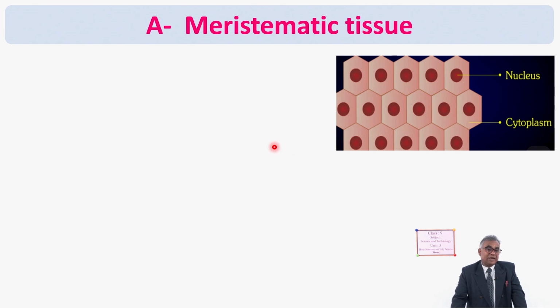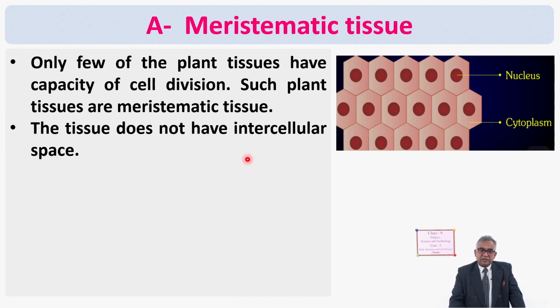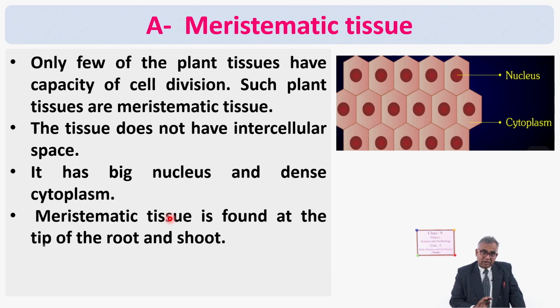So, they are a speciality of this tissue, and one main speciality I have told you is that they have the capacity of cell division. Only a few of the plant tissues have the capacity of cell division. Such plant tissues are meristematic tissue. The tissue does not have intercellular space. For your note, here I am giving it. It has a big nucleus and dense cytoplasm.